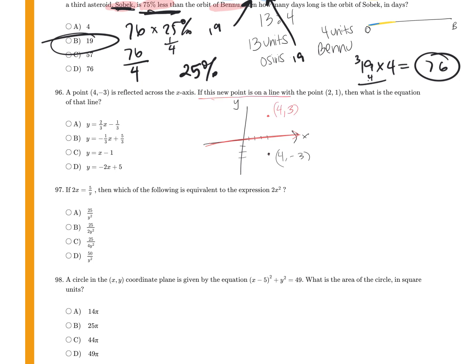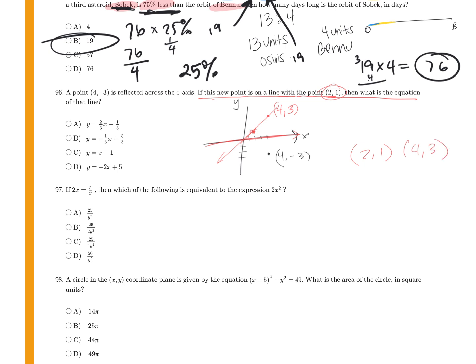If this new point is on a line with the point 2, comma 1, what is the equation of the line? Okay, so they're giving us a second point, 2, comma 1. 2, comma 1, probably like right around here. So now we can connect those and form a line, right? Well, we need to know what the equation of that line is. 2, comma 1 is on that line, and 4, comma 3 is on that line. All they did was give us a second point.